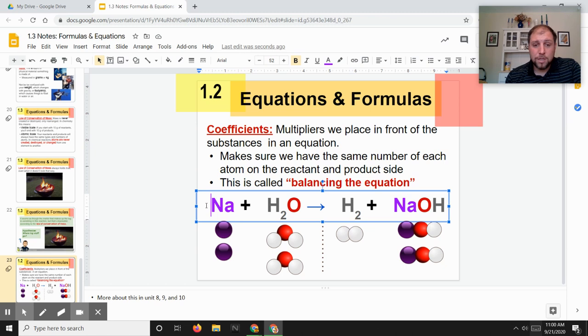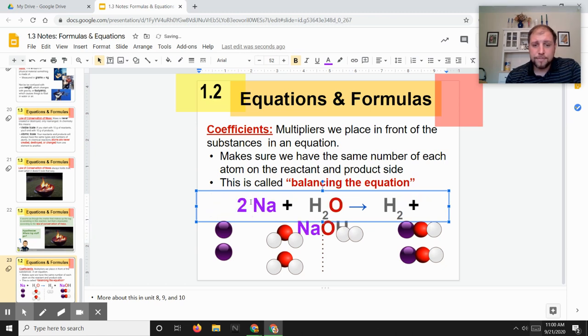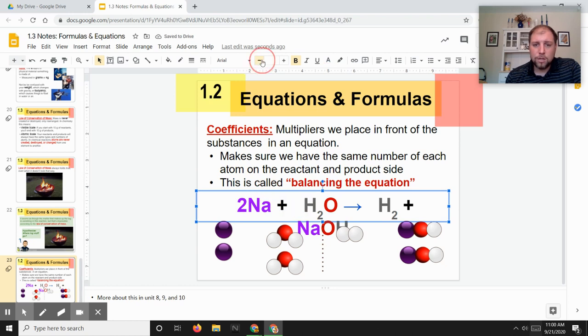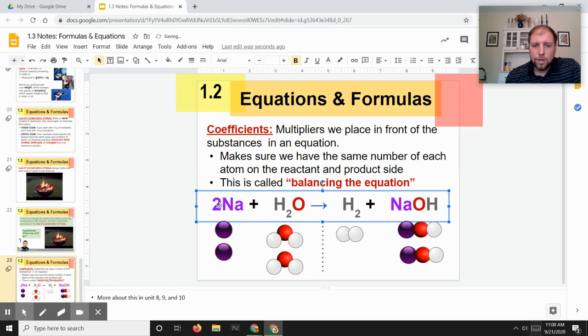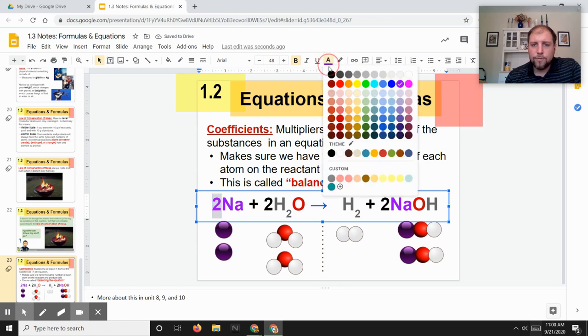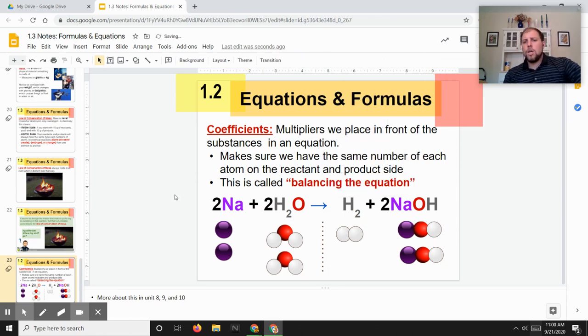So we had two sodiums, and we're going to put a 2 in front. We had two water molecules here, so I'm going to put a 2 in front here. We have one H2 molecule, and we have two sodium hydroxide, so I'm going to put a 2 right there. So these numbers in front just represent how many of each molecule or atom type we would have to put in this reaction in order to start and end with the same number of each atom.